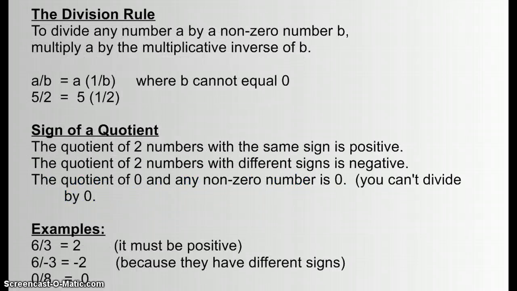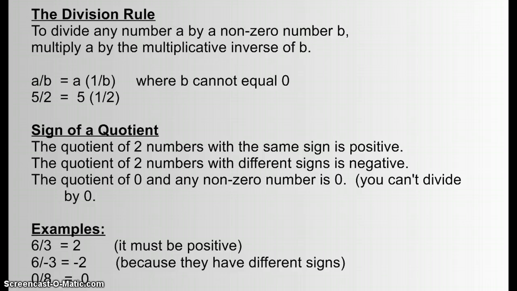The division rule says to divide any number a by a non-zero number b, you multiply a by the multiplicative inverse of b. So a divided by b is actually a times 1 over b. But in this case, b cannot equal 0 because you cannot divide by 0. It's undefined. 5 divided by 2 equals 5 times 1/2, because 1/2 is the multiplicative inverse of 2.